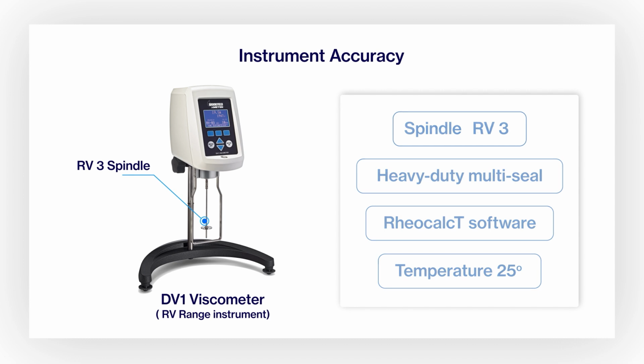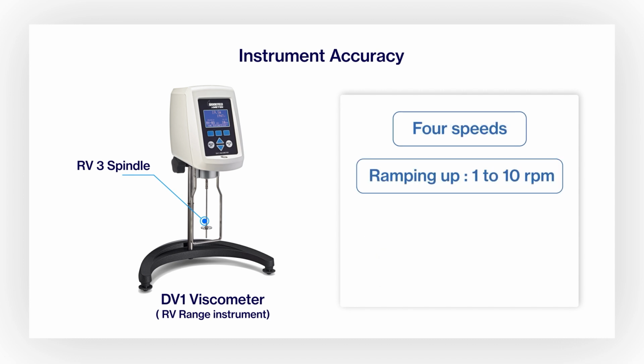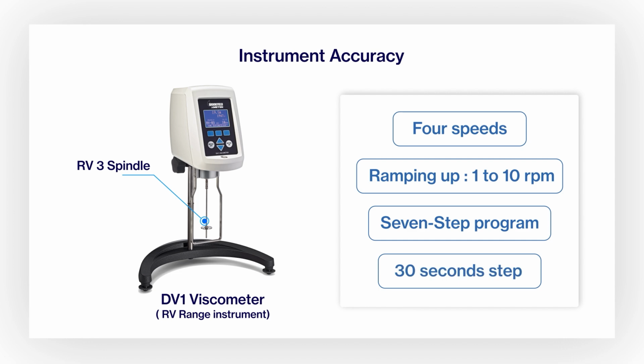Four speeds were selected, ramping up from 1 RPM to 10 RPM, and then ramping back down to 1 RPM. This resulted in a 7-step program. Each step had an end condition of 30 seconds, with 1 data point taken at the end of each step. Torque values were recorded, as well as viscosity.